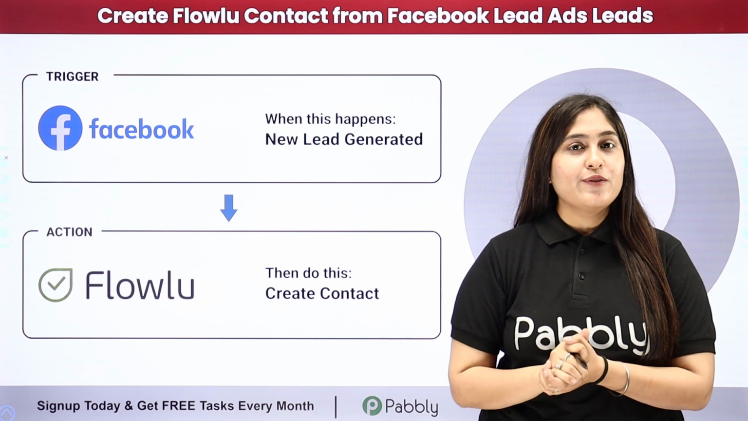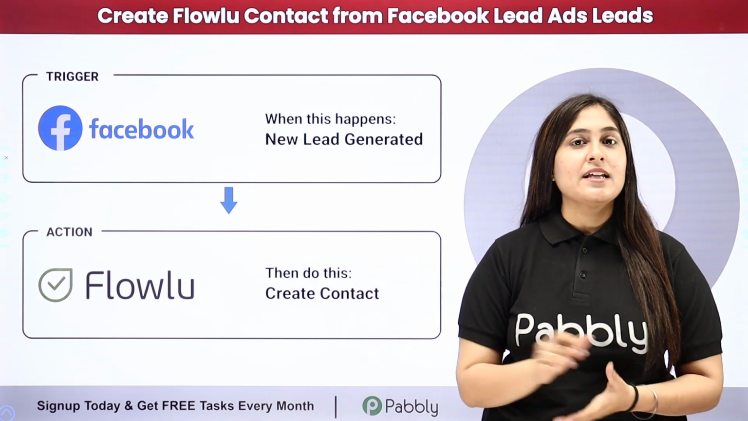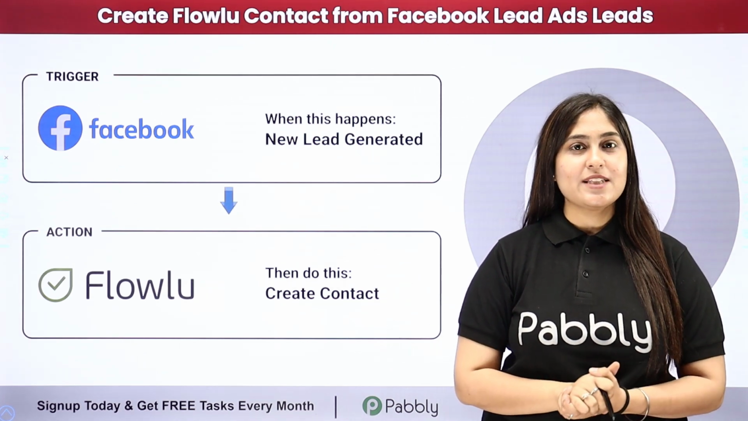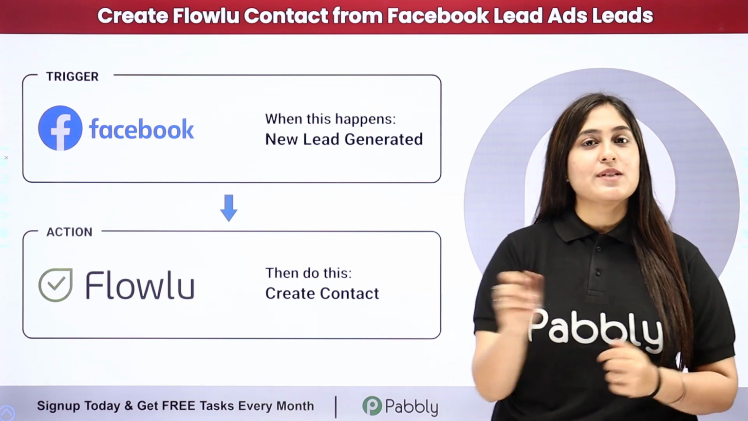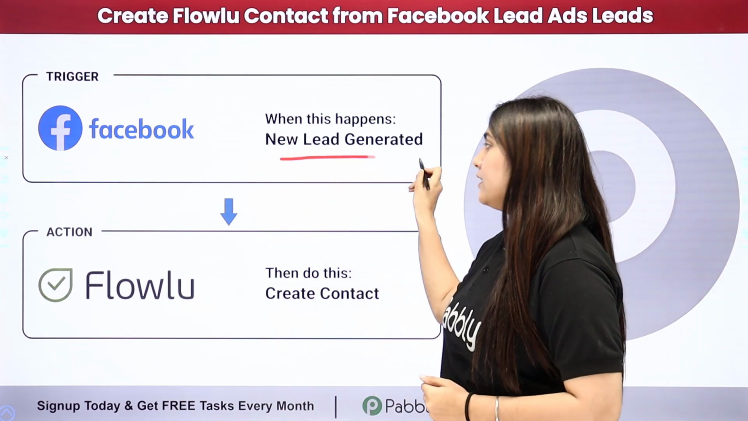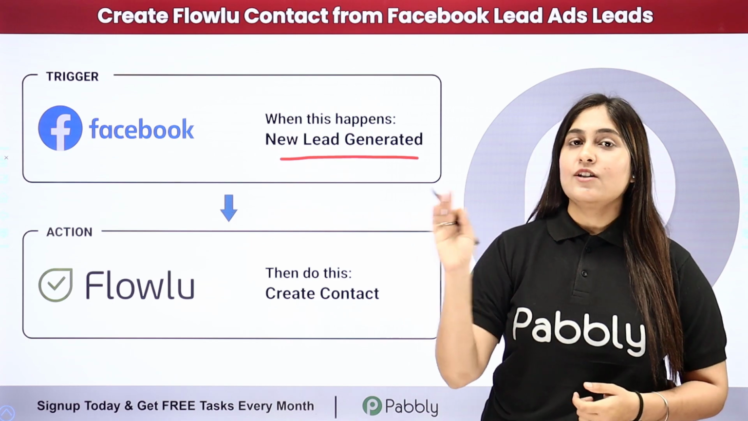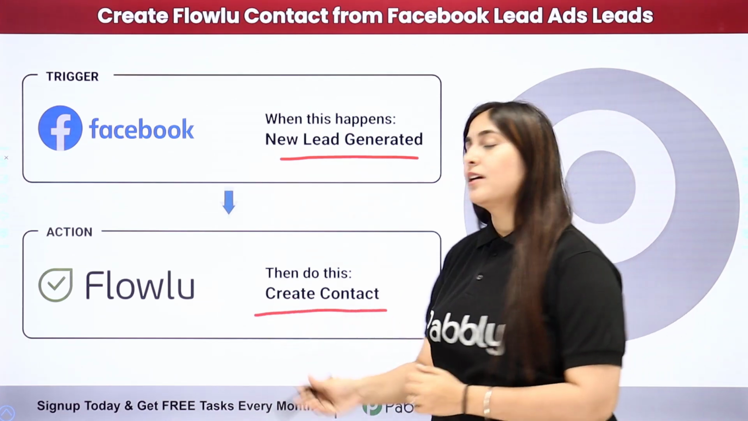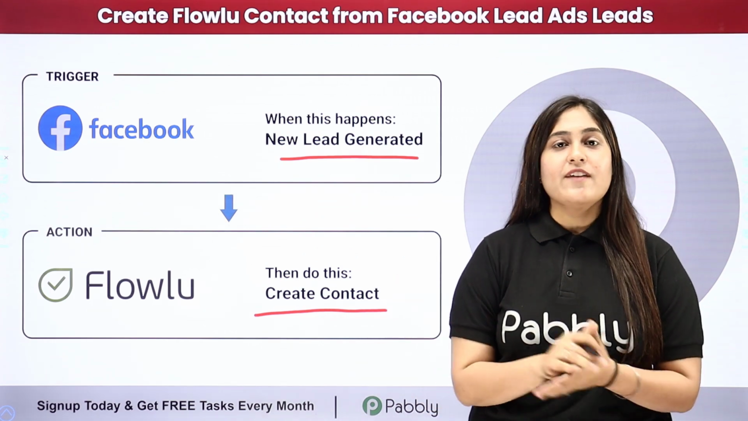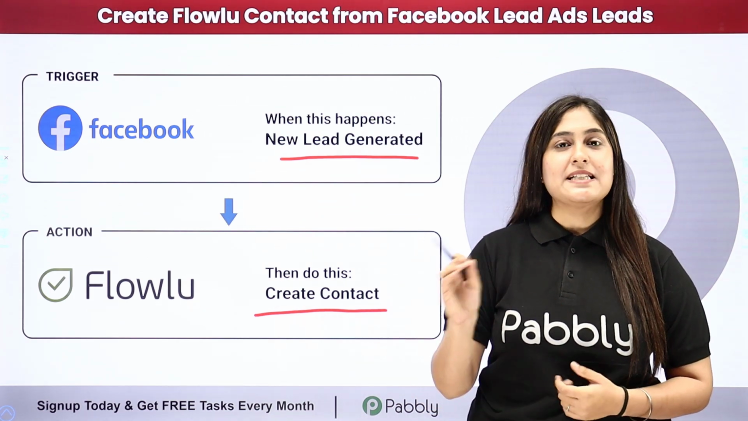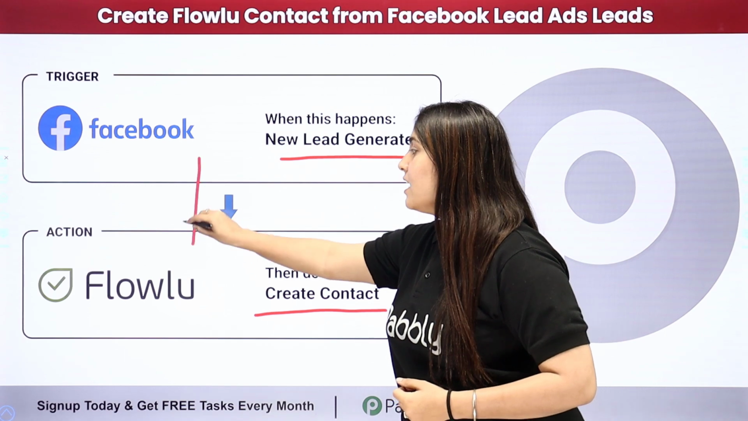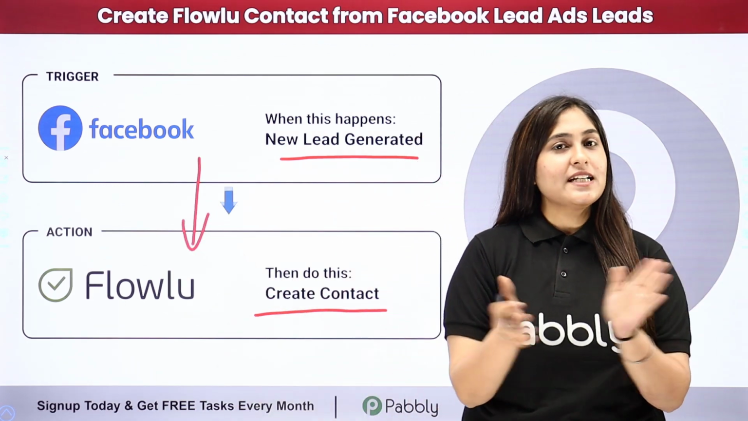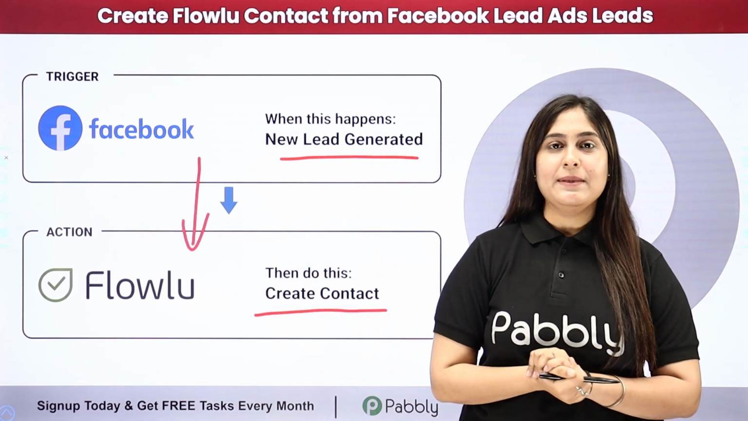So here I am an owner of a real estate agency and I am running a Facebook lead ad to generate new leads for my business. So here my objective is that whenever I receive a new lead through my Facebook lead ad, then automatically the lead received should be created as a new contact in my Flowlu account as well. So now here I've planned to automate the entire process by simply connecting my Facebook lead ad with my Flowlu account using an automation software named Pabbly Connect.